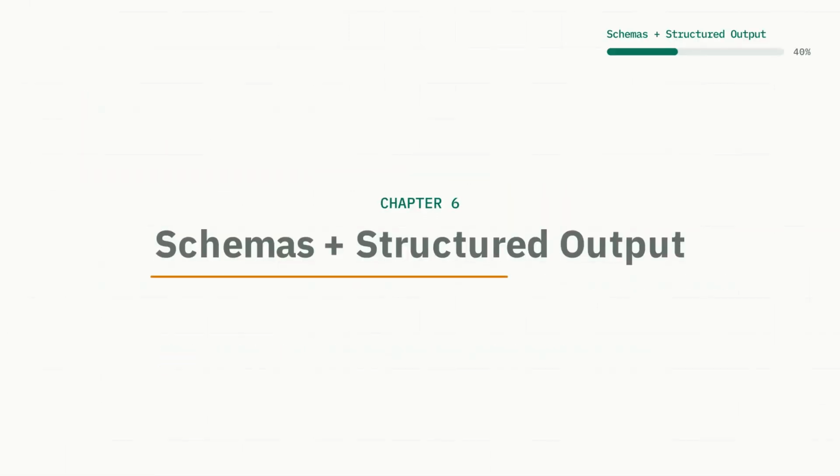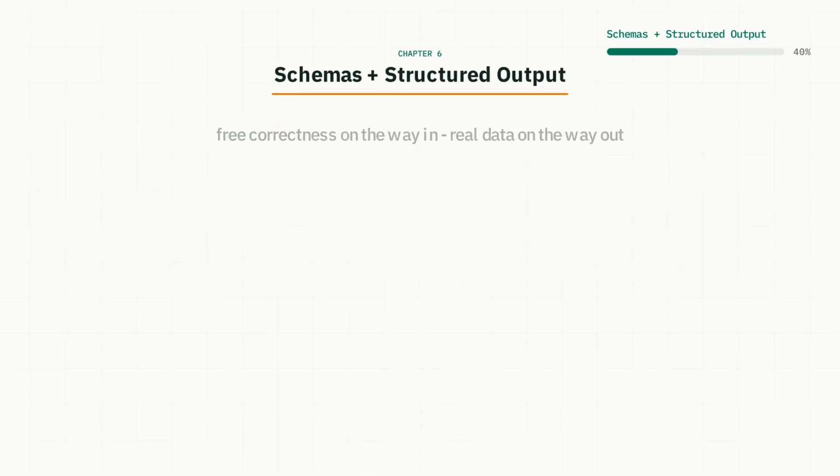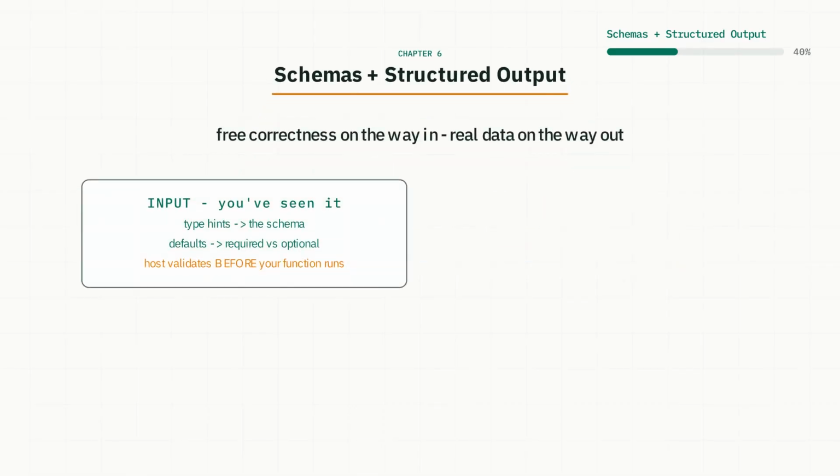Chapter 6, Schemas and Structured Output. The input side you've seen: type hints become the schema, required versus optional falls out of your defaults, and the host validates calls against it before your function even runs. Bad arguments get rejected at the protocol layer.